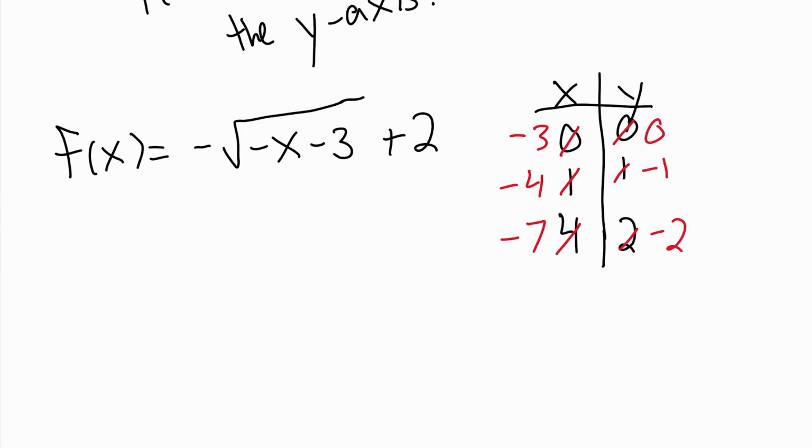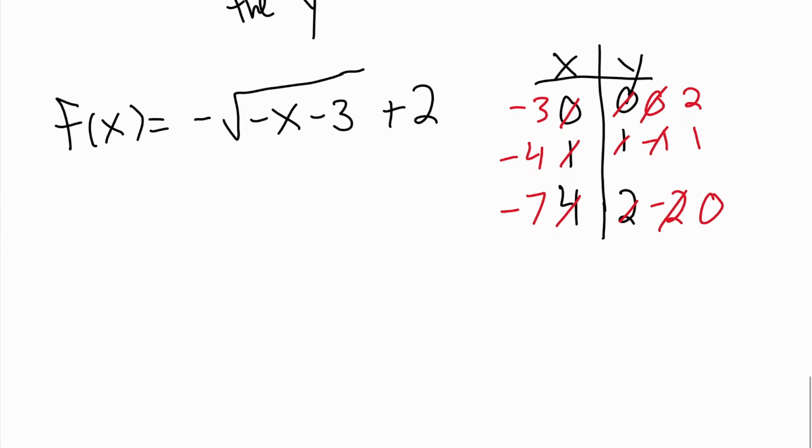And again, the order of those reflections doesn't matter. We can negate the x values first and the y values. It doesn't matter. We're ultimately going to end up at the same thing. And then finally, we're going to add 2 to the y values. So we have a point at negative 3, 2, negative 4, 1, negative 7, 0. Okay.